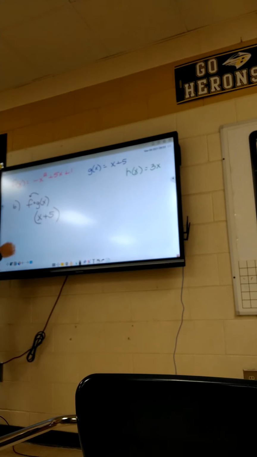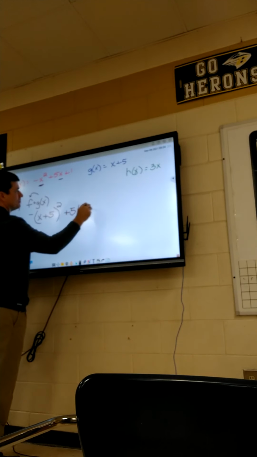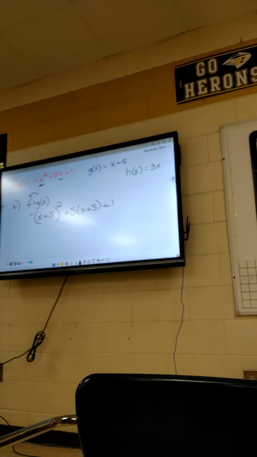So now I got to plug it into f. So when I plug it in right here, you got to plug it in for that x and that x. Put a minus in front and a square on the first one. On the second one, I put a plus 5 in front. So that's what it looks like.